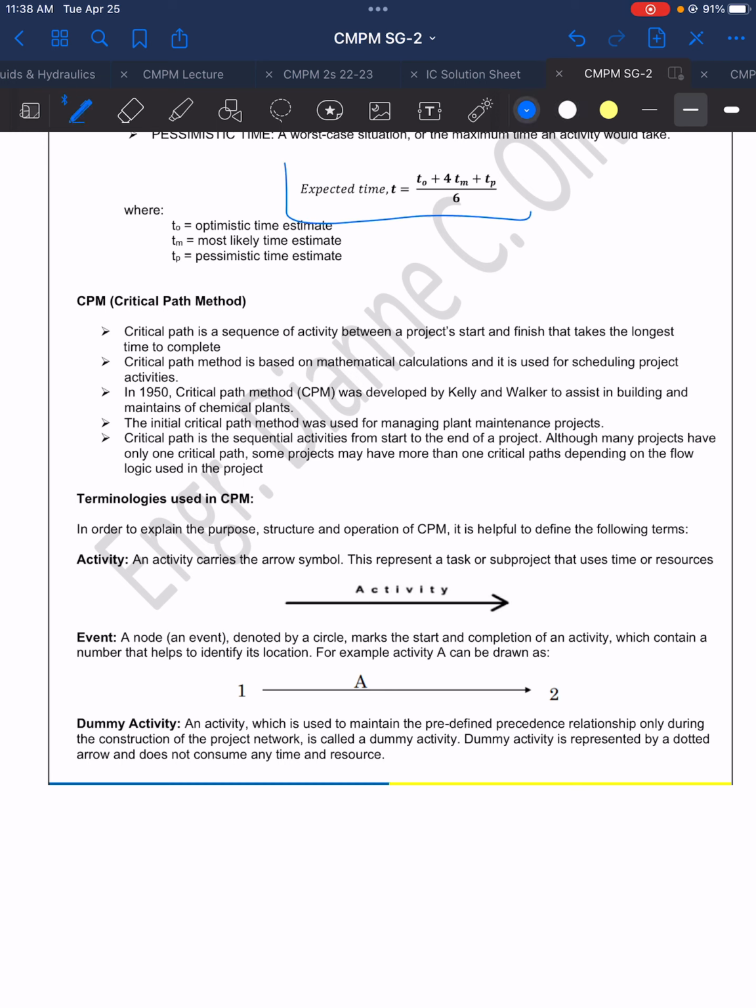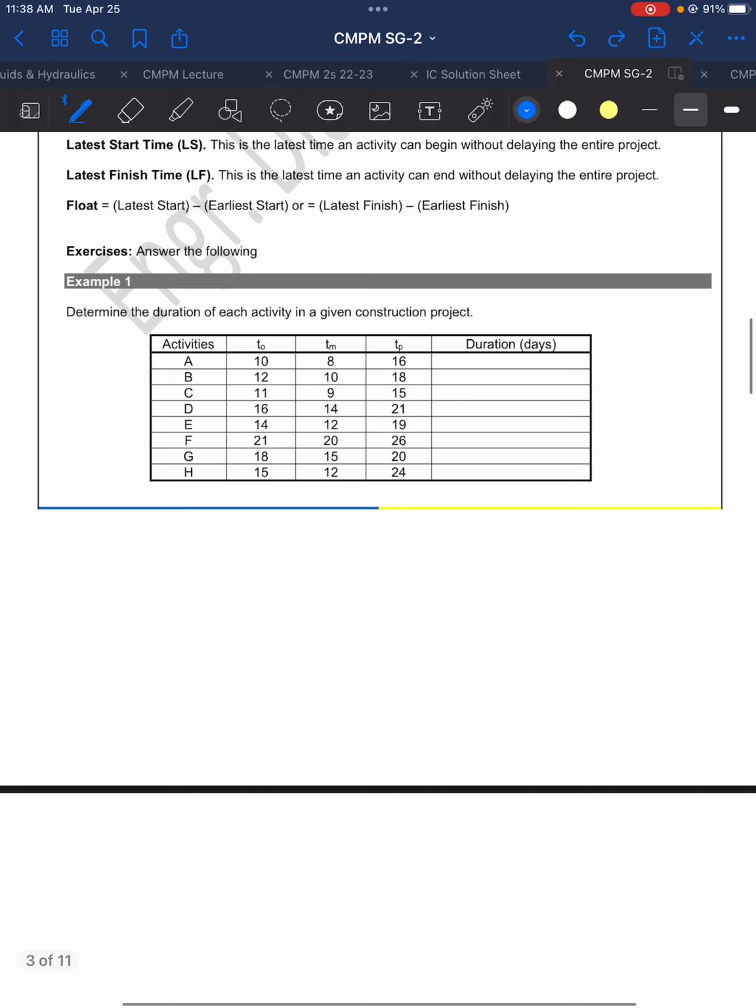We have here the expected time T is equal to T sub O plus 4 T sub M plus T sub P all over 6. Now, we have here the T sub O as the optimistic time estimate, the T sub M as the most likely time estimate, and the T sub P as the pessimistic time estimate. So, using this formula, we will solve the sample problem number 1.